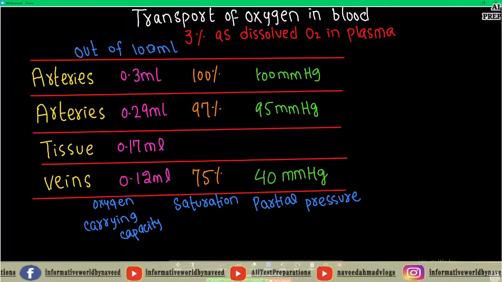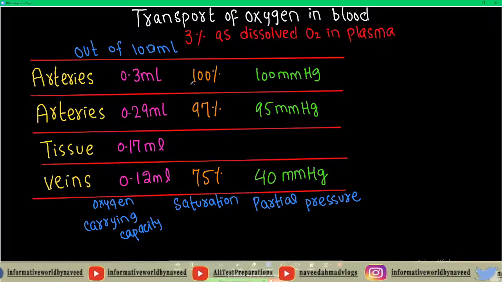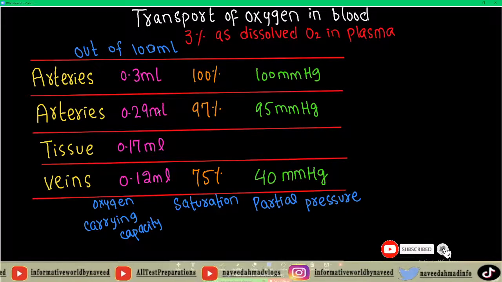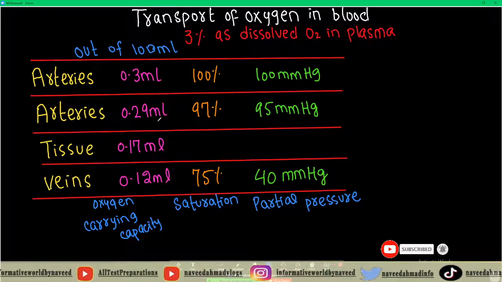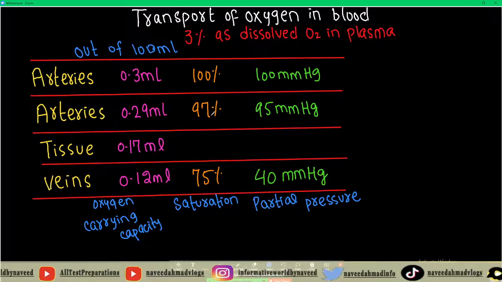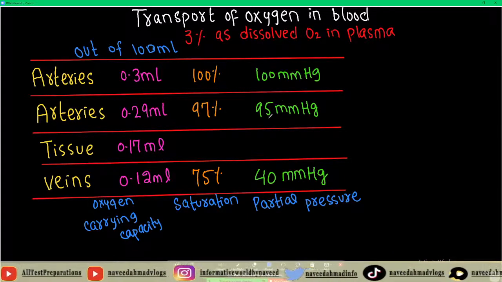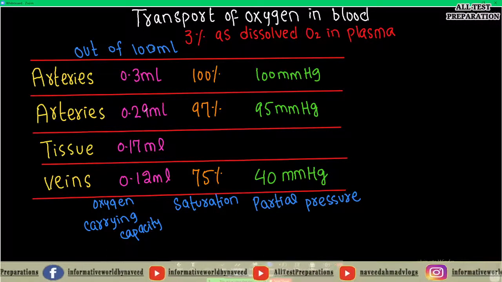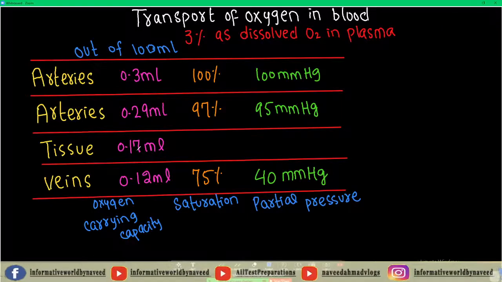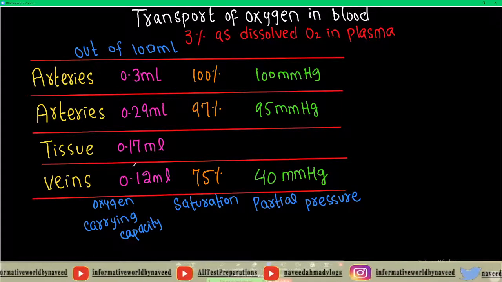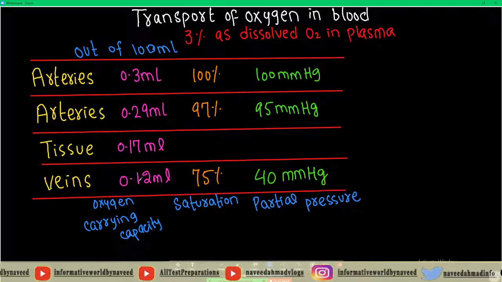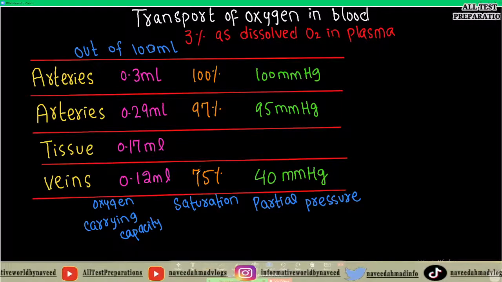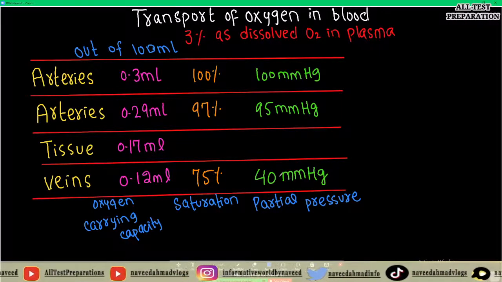But this is the ideal case. In normal cases, 0.29 ml of oxygen out of 100 ml is transported in the blood. The blood has this oxygen carrying capacity, while the blood is 97% saturated, and the partial pressure is 95 millimeters of mercury. In plasma, out of 0.29 ml, 0.17 ml of oxygen is released to the tissue, and the remaining 0.12 ml of oxygen is left in the veins. At that time the blood is 75% saturated, while the partial pressure is 40 millimeters of mercury.